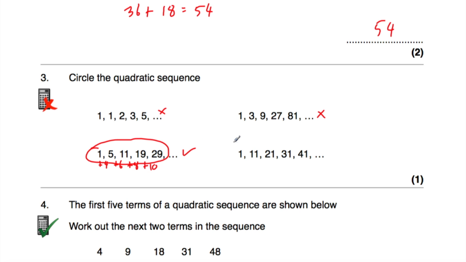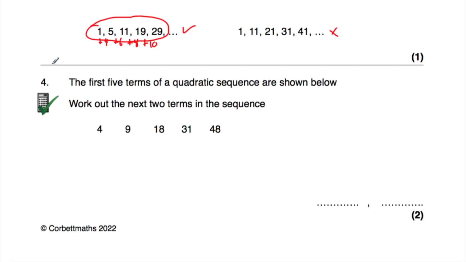That's a quadratic sequence. Let's just have a look at our last one to make sure that this one's not quadratic. We've got 1, 11, 21, 31, 41. Each time we're adding 10. So that's a linear sequence, or an arithmetic progression, where we're adding the same number each time. So it's not that one. Okay, let's have a look at question number four.